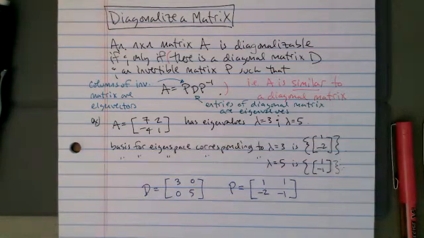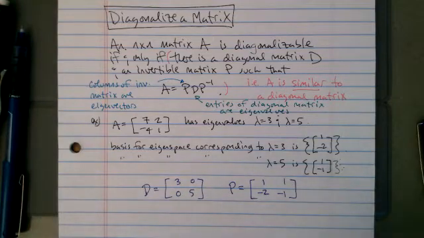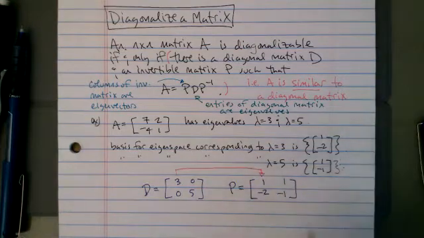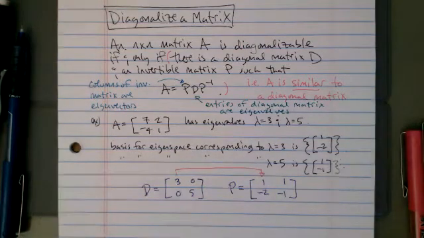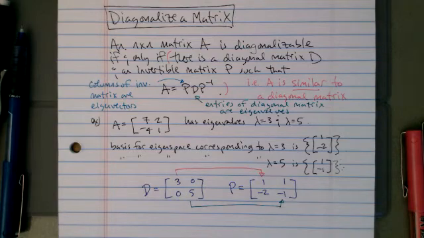So when I say diagonalize a matrix, you need to find a diagonal matrix D with eigenvalues on the main diagonal and an invertible matrix P whose columns are eigenvectors. We just have to make sure that we get the correspondence correctly. So lambda equals 3 corresponds to 1, -2, and lambda equals 5 corresponds to 1, -1. So make sure that the first column eigenvalue corresponds to the first column in the invertible matrix.